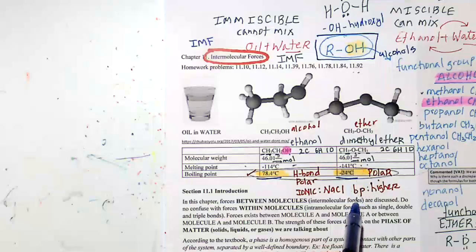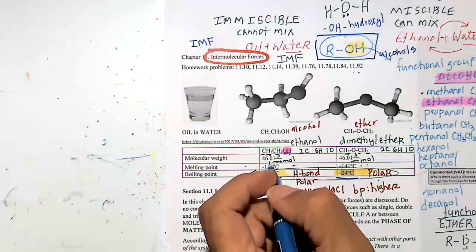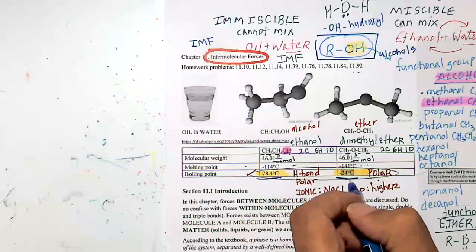So the highest boiling point would be something like sodium chloride. Ethanol, which is an alcohol, has the OH group, which makes it hydrogen bond, which gives it a very high boiling point because all that heat energy is going to disrupt those hydrogen bonds.